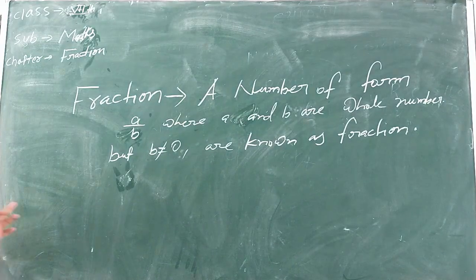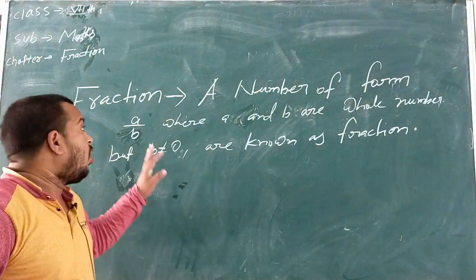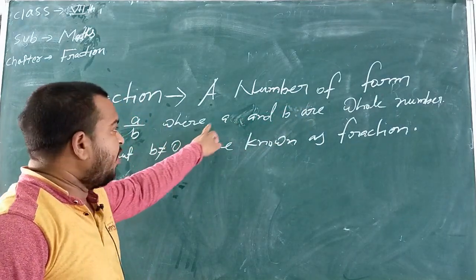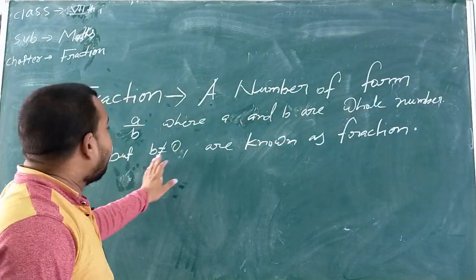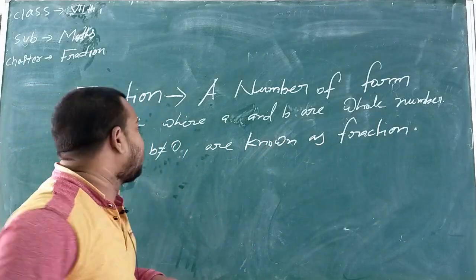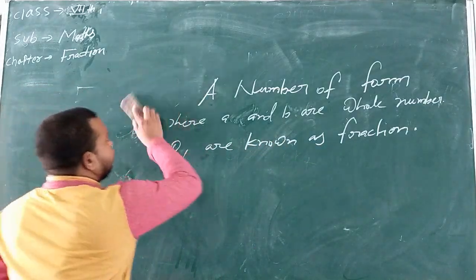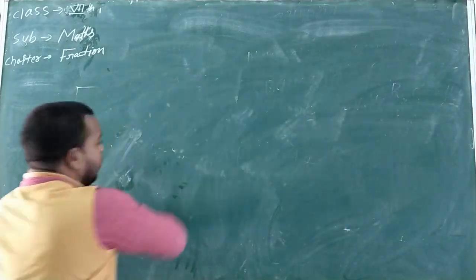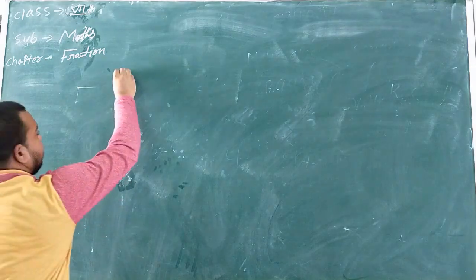So we can say a fraction is a part of a whole, or we can also define a fraction as a number of the form A by B, where A and B are whole numbers but B is not equal to 0. There are many kinds of fractions. We will discuss various types of fractions.